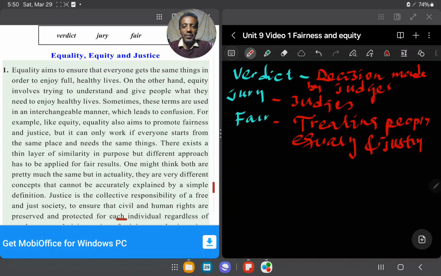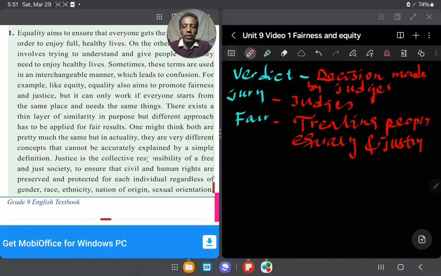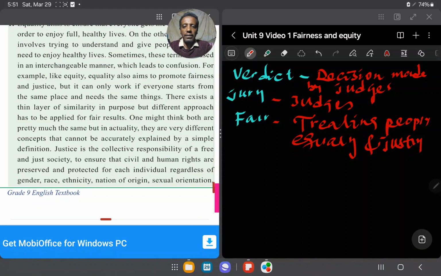Anyways, all are about equality. But it can only work if everyone started from the same place and needed the same things. There is a thin layer of similarity in purpose but a different approach applied for results. One might think that both are pretty much the same, but in actuality, as an overall idea, they have the same meaning. Okay, equality and equity, they are very different concepts that cannot be accurately explained by a simple definition. If we give them a simple definition, they are the same.